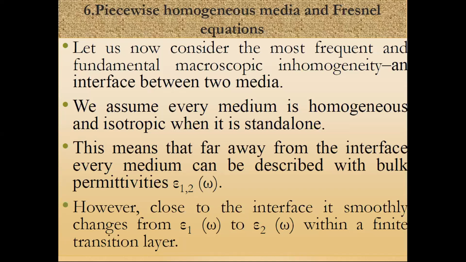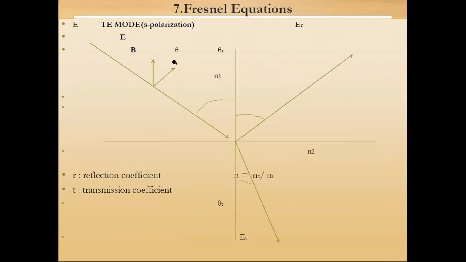So this is our problem, and for this problem I am to derive the Fresnel equations. Please go to the next slide, where we have shown the TE mode, that is S polarization. In fact, E and B have got displaced from their position in the figure. E is the electric field, and we have a surface separating two media. Their refractive indices are n1 and n2. One can see that. And let us suppose n is n2 upon n1, and I have an electromagnetic wave.